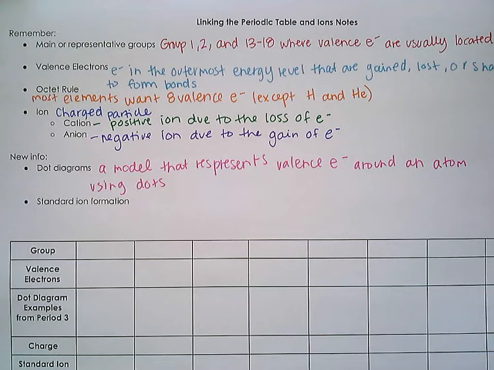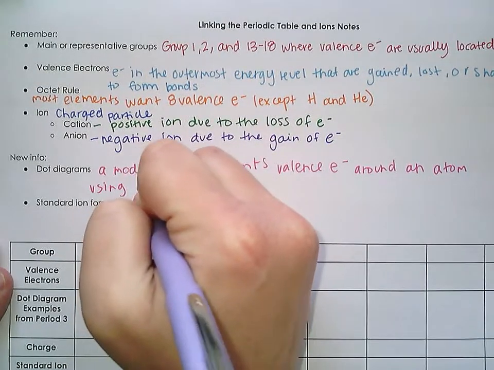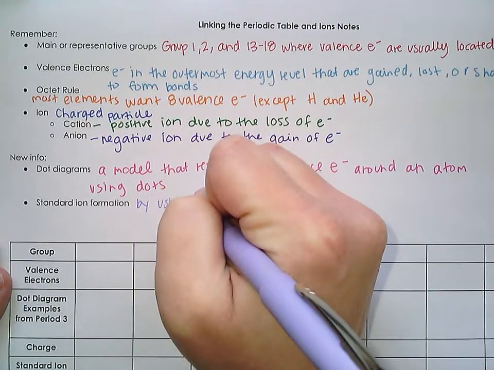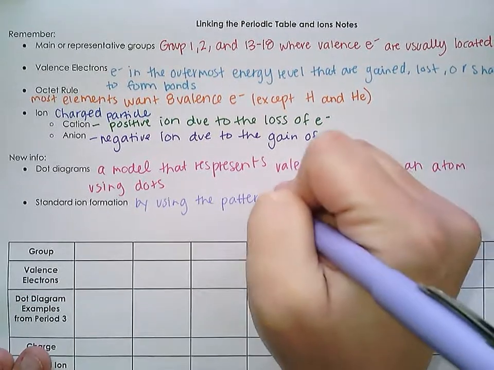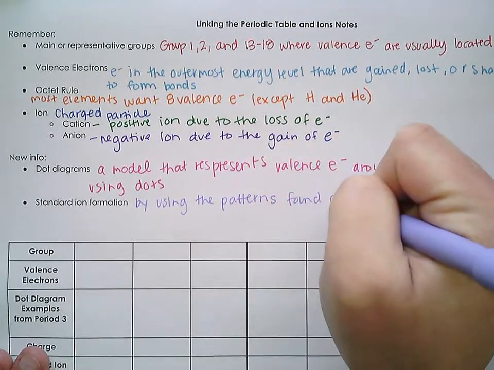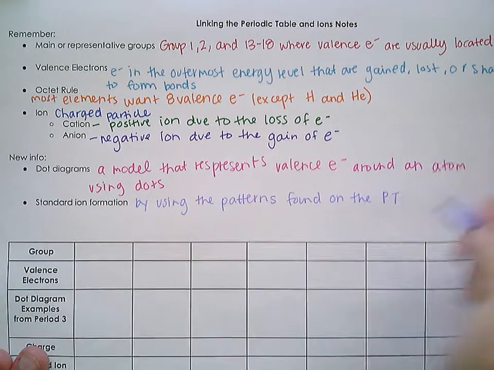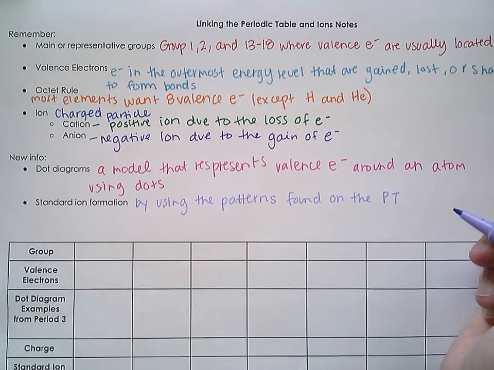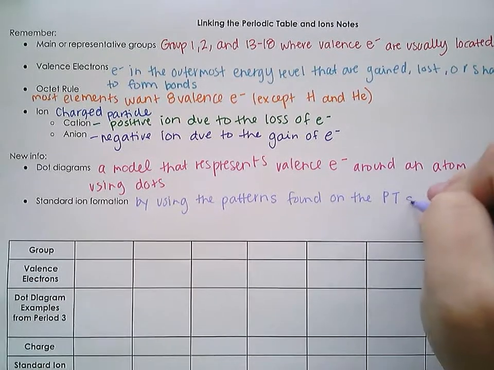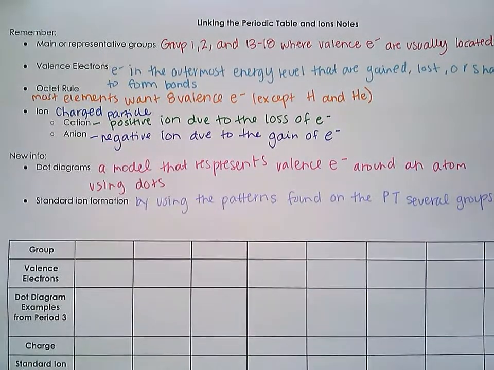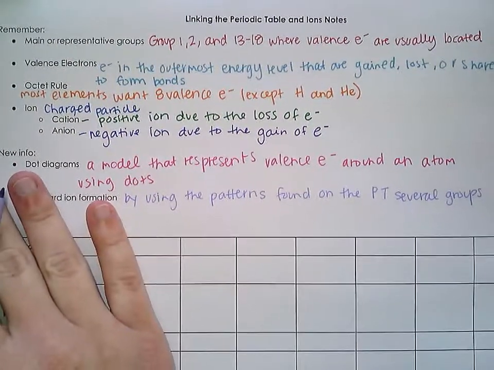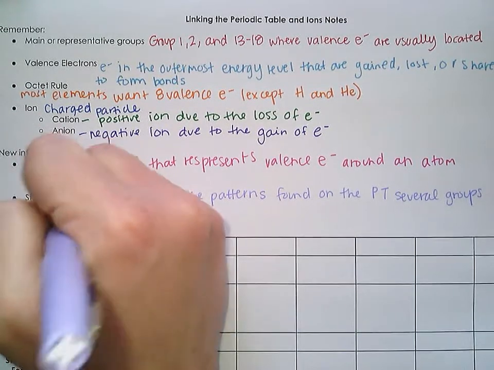Okay. And then the next thing we have is standard ion formation. So by using the patterns on our periodic table, we can learn a lot of things. Okay. This is just one of the many pieces of information it gives us. PT's periodic table. So by using the patterns found on the periodic table, several groups will always produce, I'm going to say well usually, there are some exceptions, we won't talk about them in here, but there are some. Several groups will usually form the same ion.